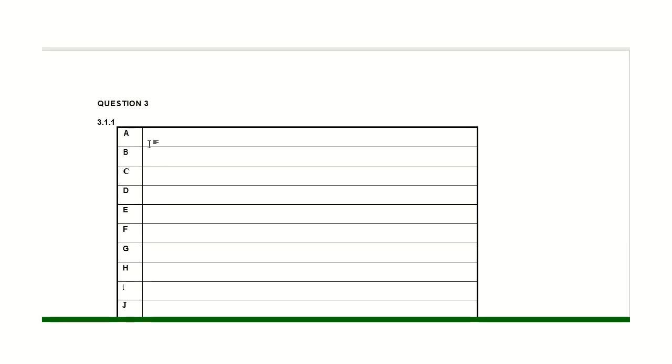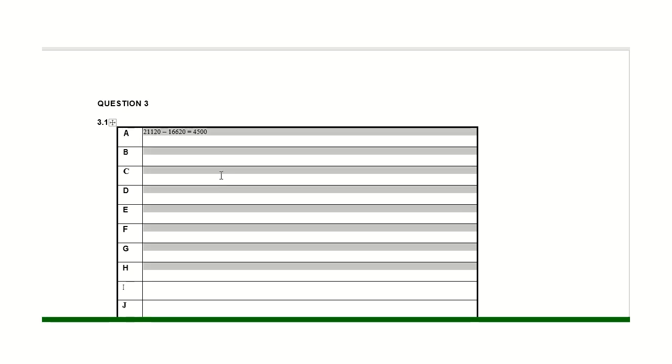Okay, A. So what did I do? I got a total for the credit side, which gave me 21,120. I minus the total for the debit side, 16,620, and that gave me 4,500. Let's just make these ones a bit bigger.